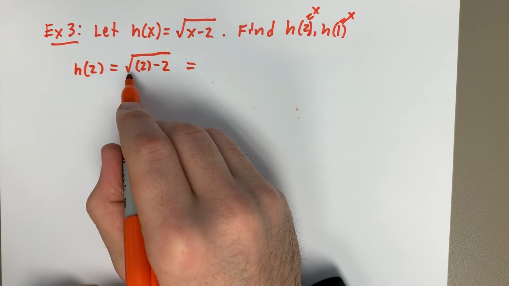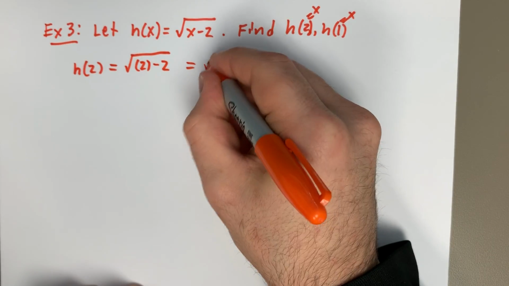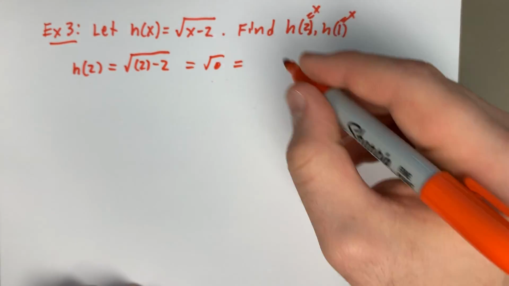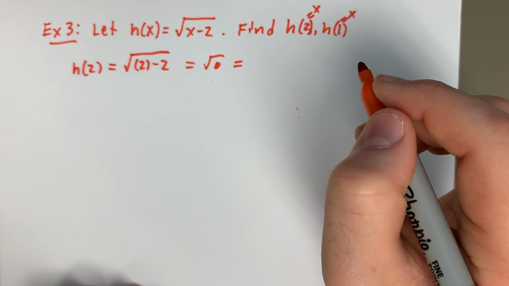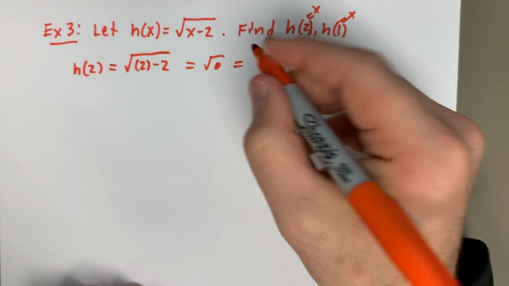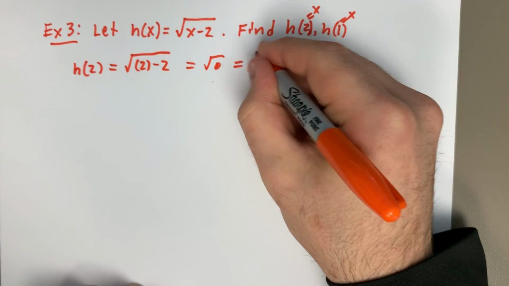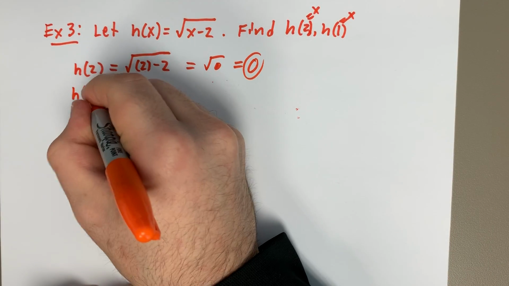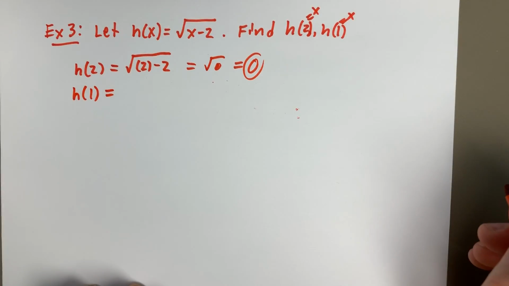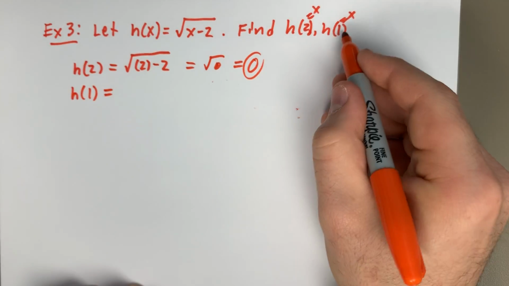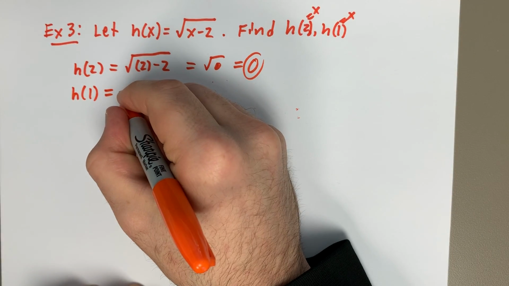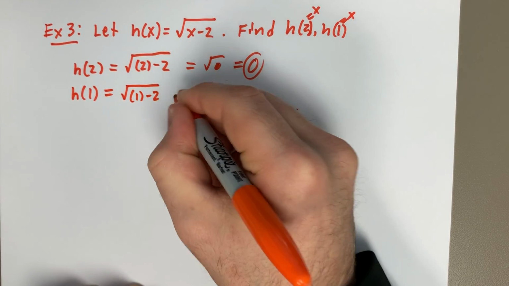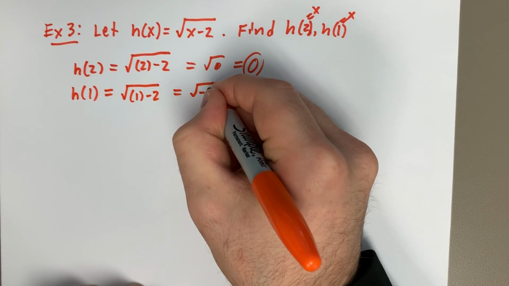So h of 2 is equal to square root of 2 minus 2, or just the square root of 0. That is defined, by the way. Square root of 0 is 0 because 0 times 0 is 0. Okay? So this is just 0. Now how about h of 1? If I have h of 1, 1 is my input. This is going to be 1 minus 2, or square root of minus 1.